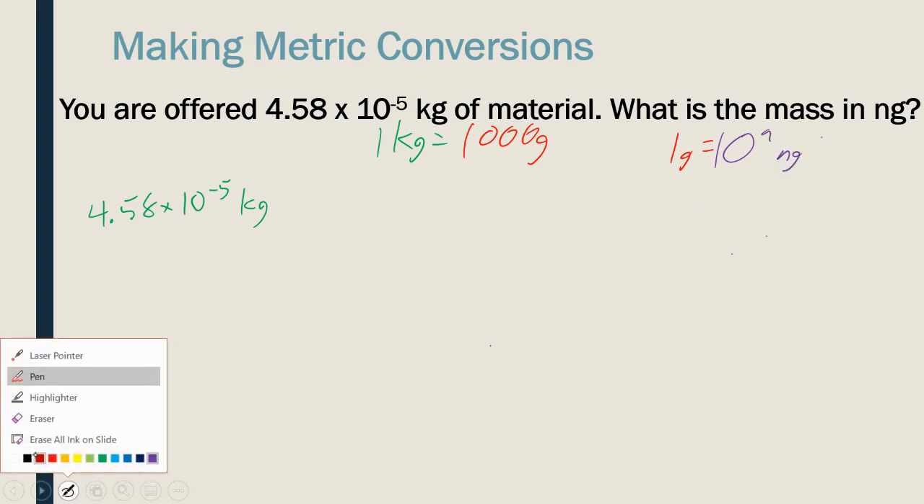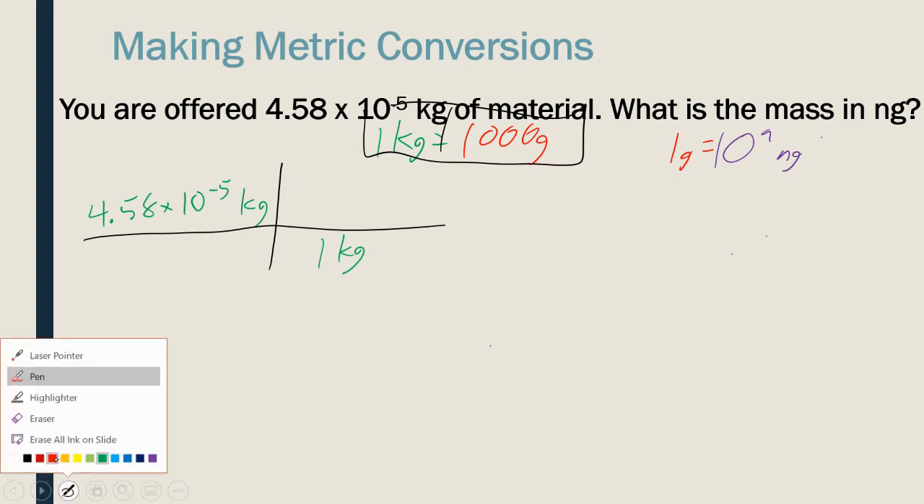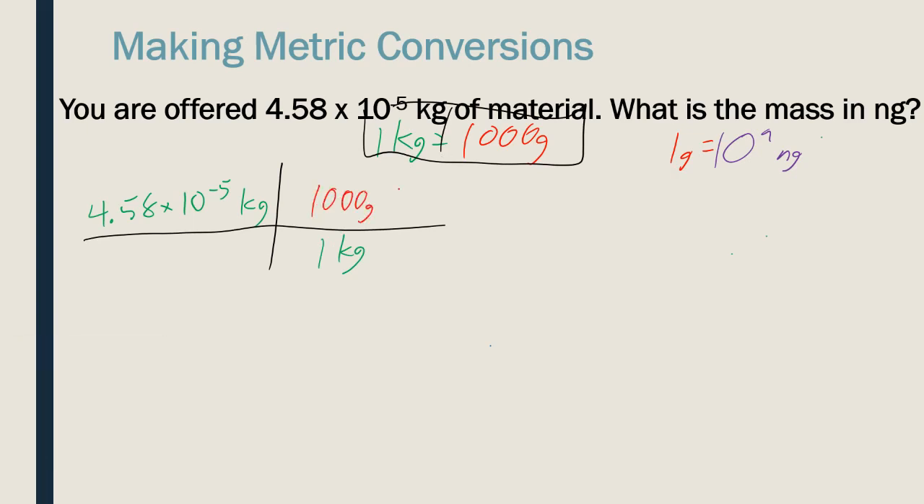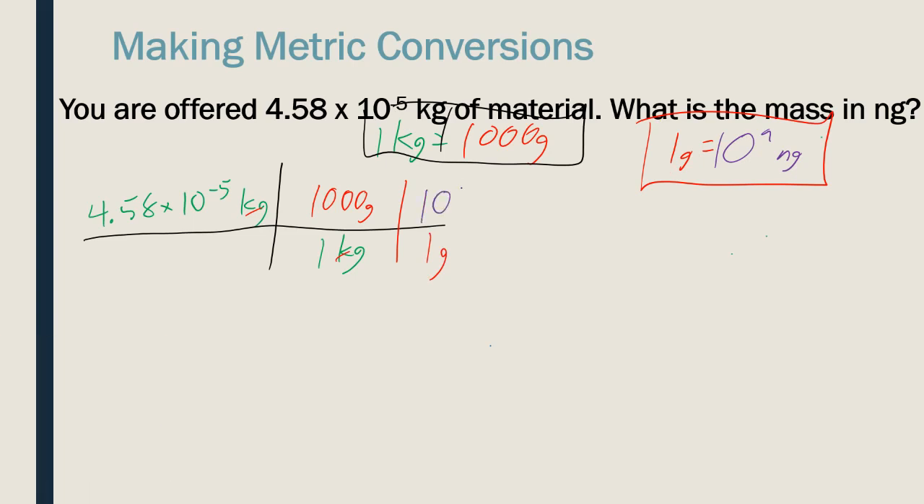So when we're setting this thing up, we're going to want to use this first domino here. And we're going to want that green one on the bottom to cancel the kilograms. So we're going to put the 1 kilogram down here. And we're going to put the 1,000 grams on top. That'll get rid of kilograms. And then now we got to use this domino, and we want grams on the bottom. And then we're going toward nanograms, so we want that 10 to the 9th nanograms on top. That'll cancel grams. So this is 4.58 times 10 to the minus 5 times 1,000 times 10 to the 9th.